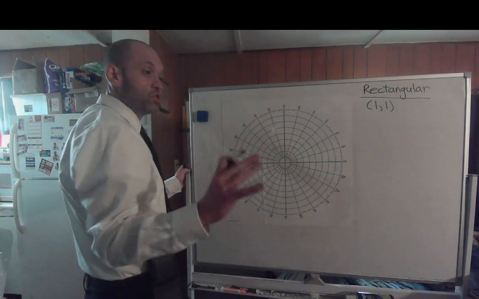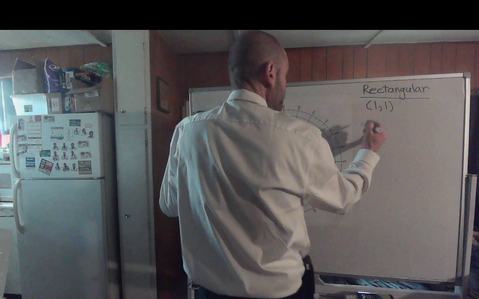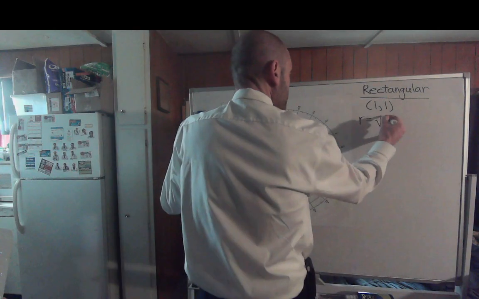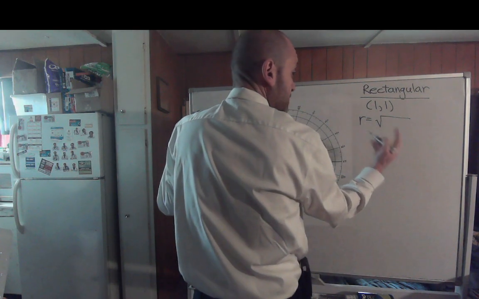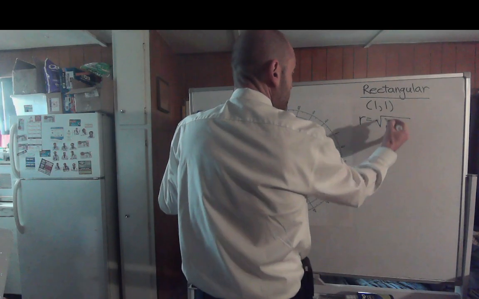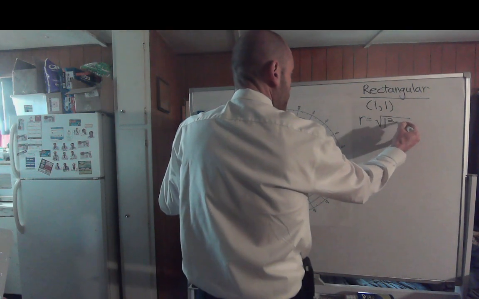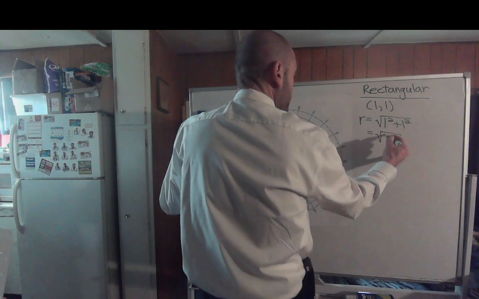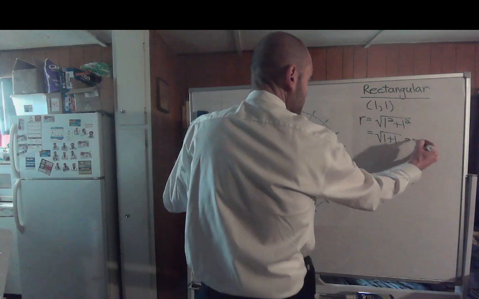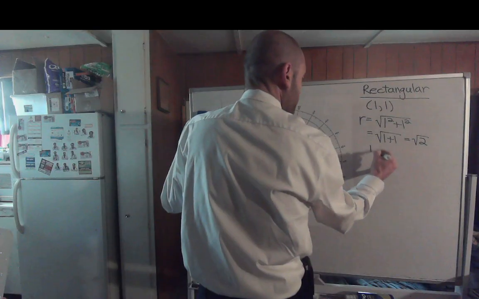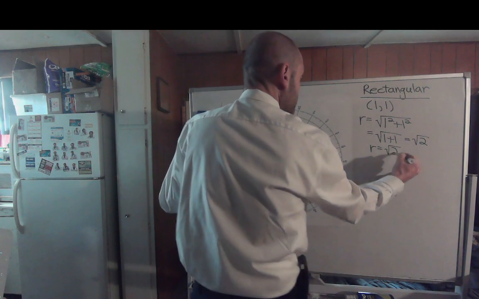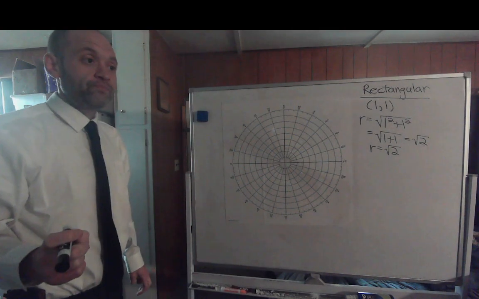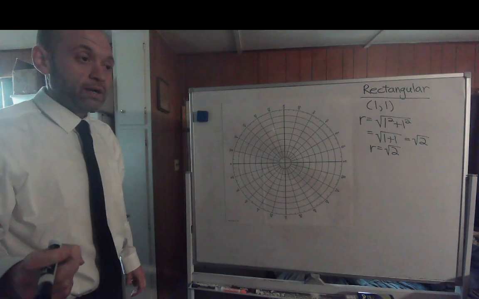Well, first thing you should do is find your radius. Your radius is always the square root of x squared plus y squared. Well, your x is 1, so take the square root of 1 squared plus 1 squared. That's going to equal the square root of 1 plus 1, which equals the square root of 2. So your radius equals the square root of 2. Now, the next thing we need to do is find our theta.